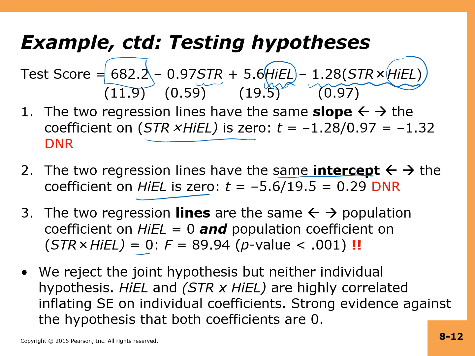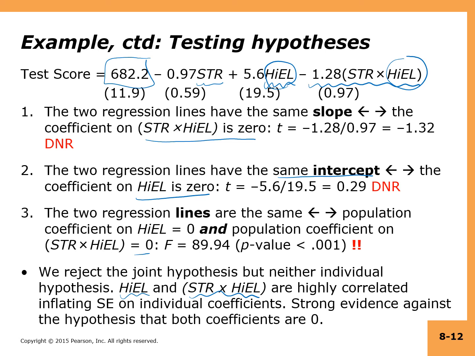But this is contradictory to what we have tested before. When we tested these coefficients individually, it shows that these coefficients are equal to 0. But when you test them together, it's giving us the conclusion that at least one of them is significant, so they're contradictory. The reason why we're getting different results when you test them individually versus jointly is because of the high correlation between high EL and this interaction term.